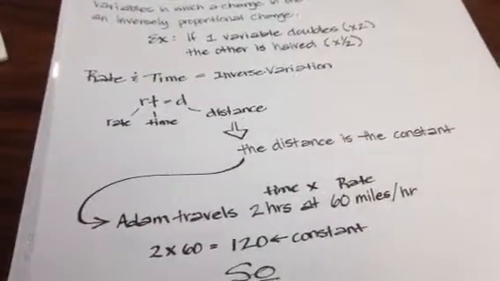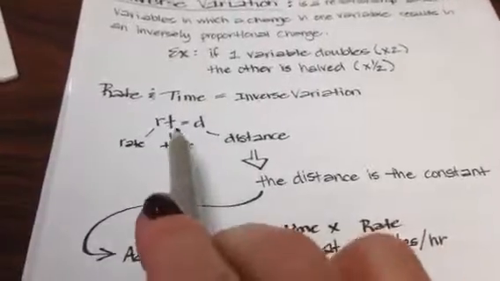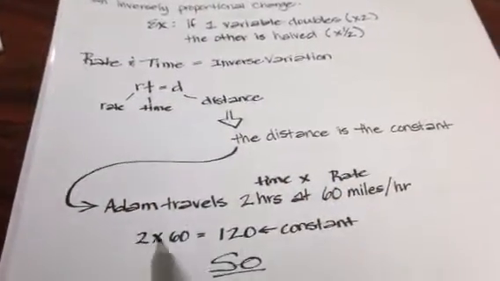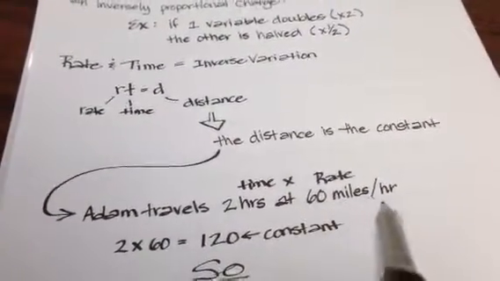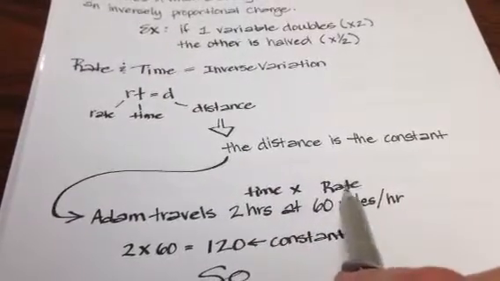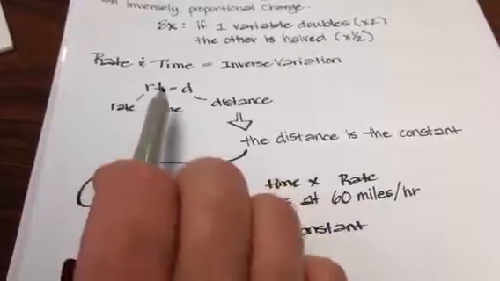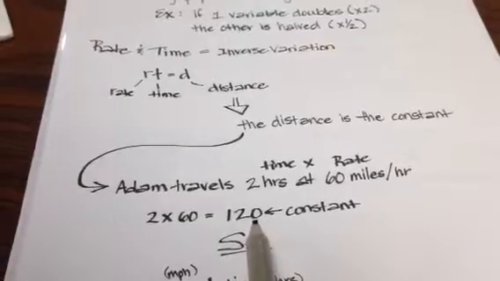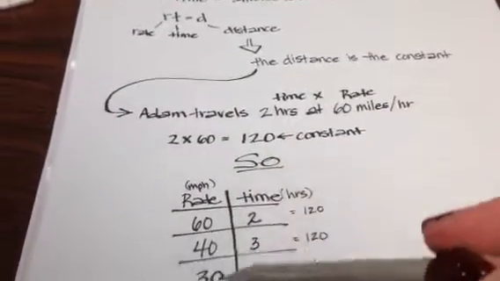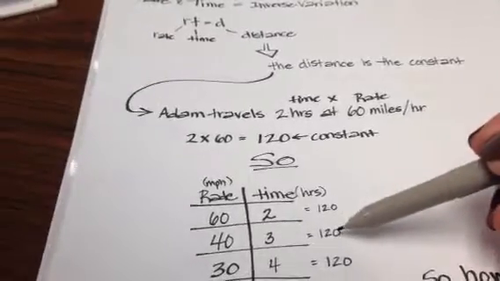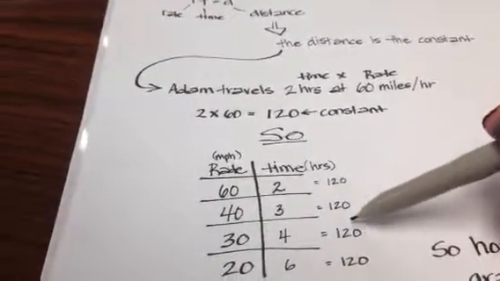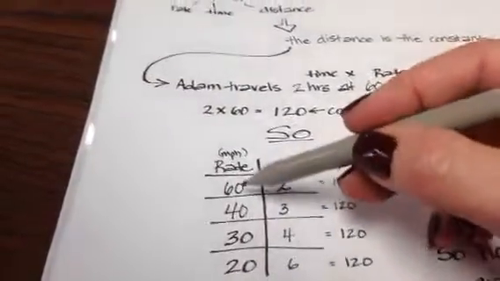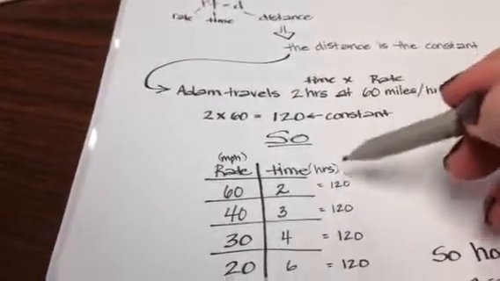So the rule is, or here, we'll do an example. Well, here's the equation. Rate times time equals distance. So let's say Adam travels 2 hours at 60 miles per hour. There's the time, there's the rate. So you're going to multiply these two, right? Rate times time. Distance is 120 miles. That is my constant. So I can change my variables as long as they multiply and give me the answer of the product of 120. So 60 times 2, yep, 2 hours, 60 miles, that equals 120.